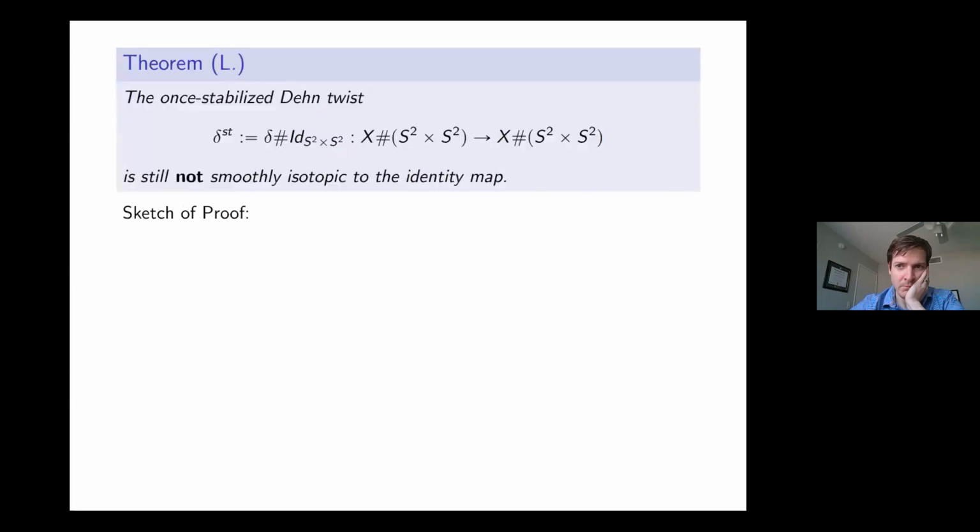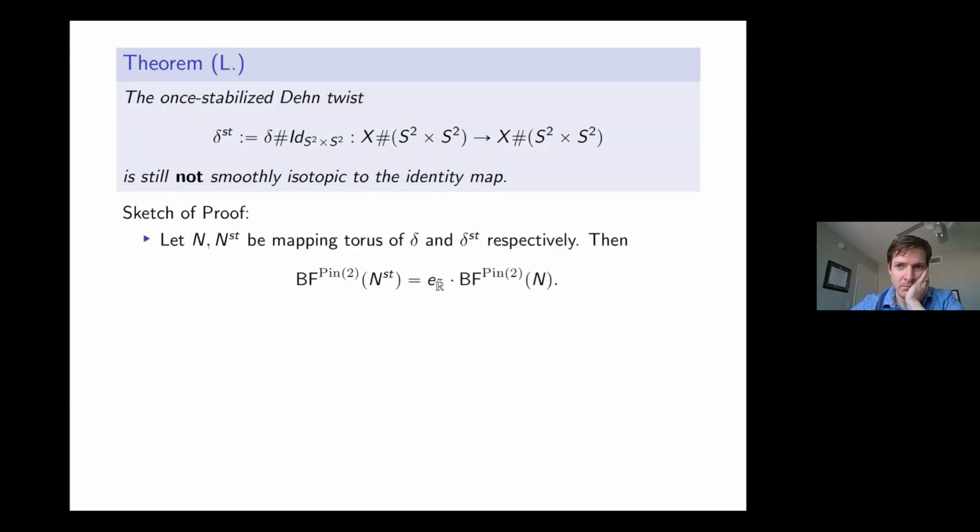Now let's take a closer look at the proof of the main theorem. Let me recall the statement. The statement is that the once punctured Dehn twist from X connected sum S2 plus S2 is not smoothly isotopic to the identity. Recall that X here means the connected sum of K3 with K3. So here's the sketch of the proof.